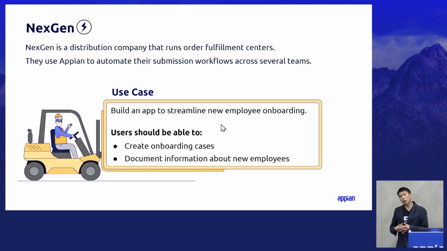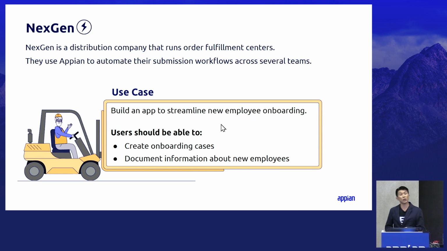The first thing I'm going to introduce is our use case. We have NextGen, which is a frictionless distribution company that runs order fulfillment centers.